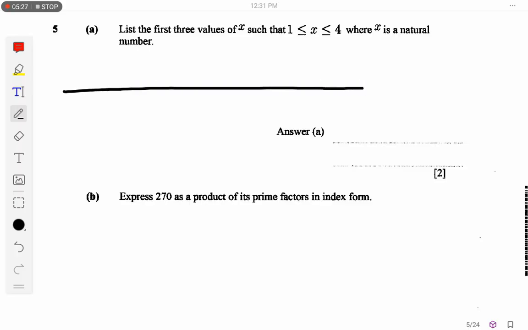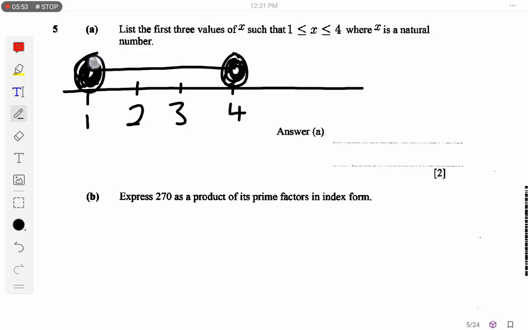So I can have my line there from 1, 2, 3, and 4. Okay, like that. So we are starting from 1 and going to 4. Because of this, it means you are also including 1 and 4, so it is shaded here, shaded also here. So the answers are lying from 1 to 4. So the first three are going to be 1, 2, and 3.